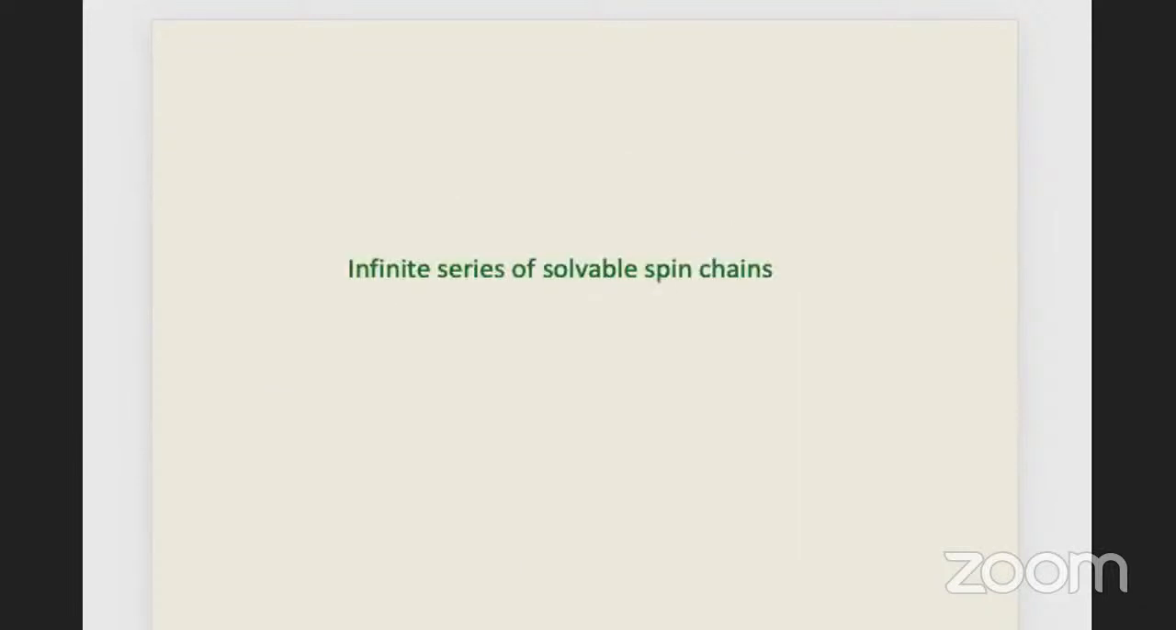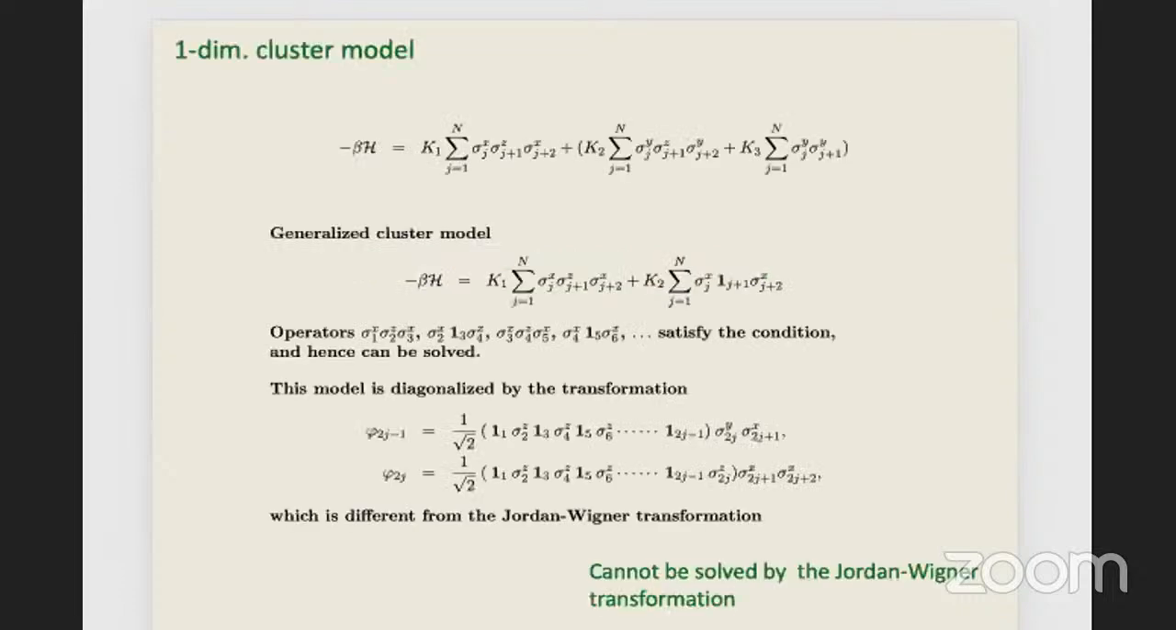Next, we show new models which can be solved by this method. Let us consider the cluster model. The Hamiltonian is given here. This XZX is the cluster interaction. And sometimes we add the interactions ZY or YY, and they can be solved by the Jordan-Wigner transformation. However, when we introduce this term, this next nearest neighbor interaction, X_j plus 2, then the model cannot be diagonalized by the Jordan-Wigner transformation. However, the series of operators here, our series of local Hamiltonians, satisfies our condition.